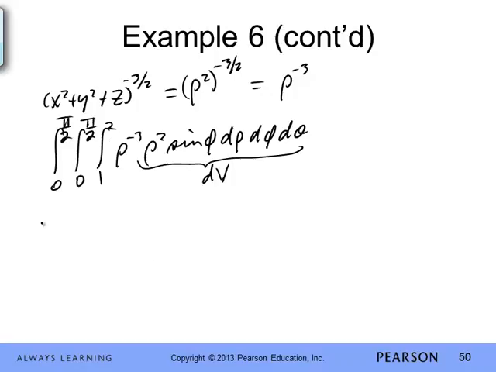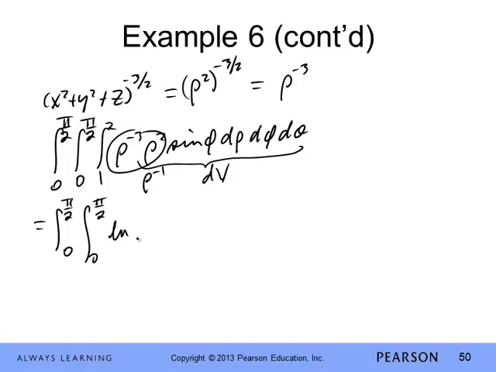So let's make our next step here. Now, when you combine those two terms involving rho, you just get rho to the negative 1 power. So you integrate that, what do you get? You get natural log of rho, evaluated from 1 to 2, and so forth, d phi and d theta.